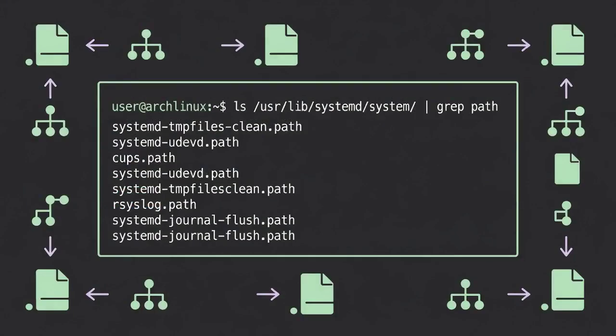Finally, we list every path unit that ships with the distribution itself. The /usr/lib/systemd/system directory holds the vendor-provided units, and the grep filter narrows the listing down to just the .path files.